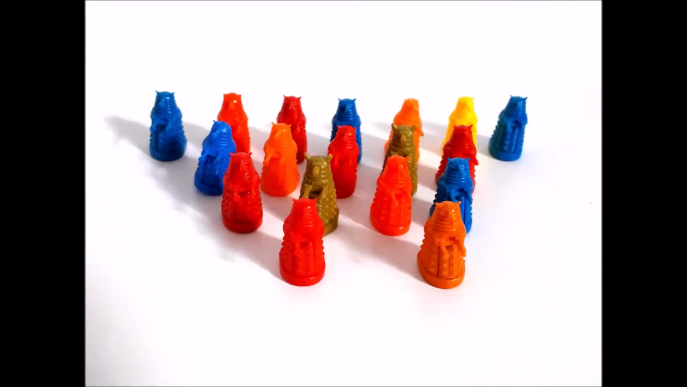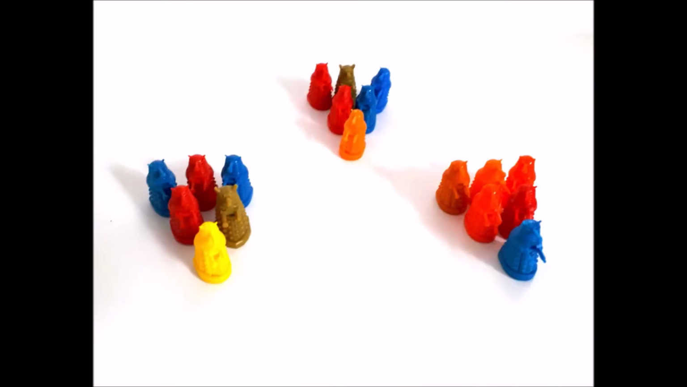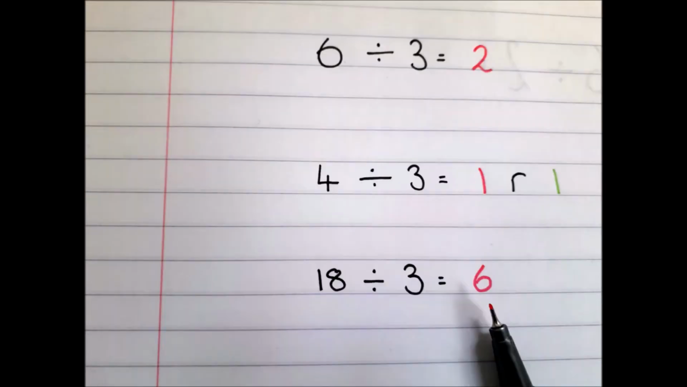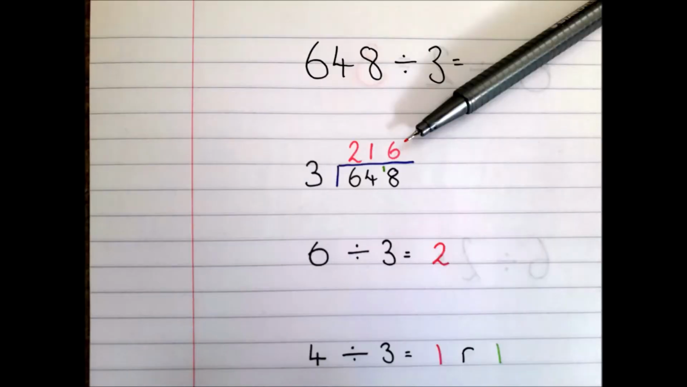Here we have our 18 Daleks. There are 18 there, I can assure you, I have counted them. And here they are in their 3 equal groups. In each group there is 6 Daleks and none left over. So our answer here is 18 divided by 3 equals 6. We then want to put this 6 on top of the bus stop directly above the number 18.